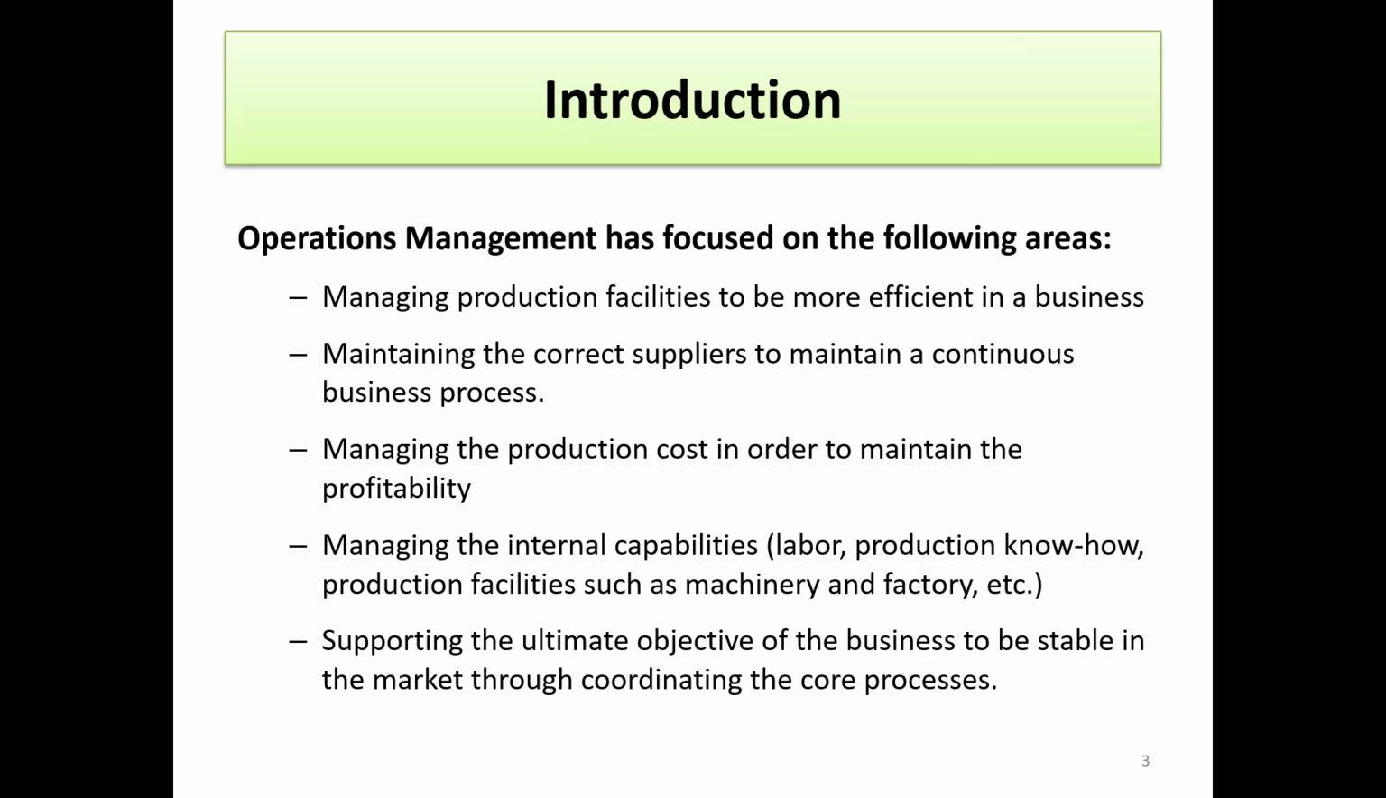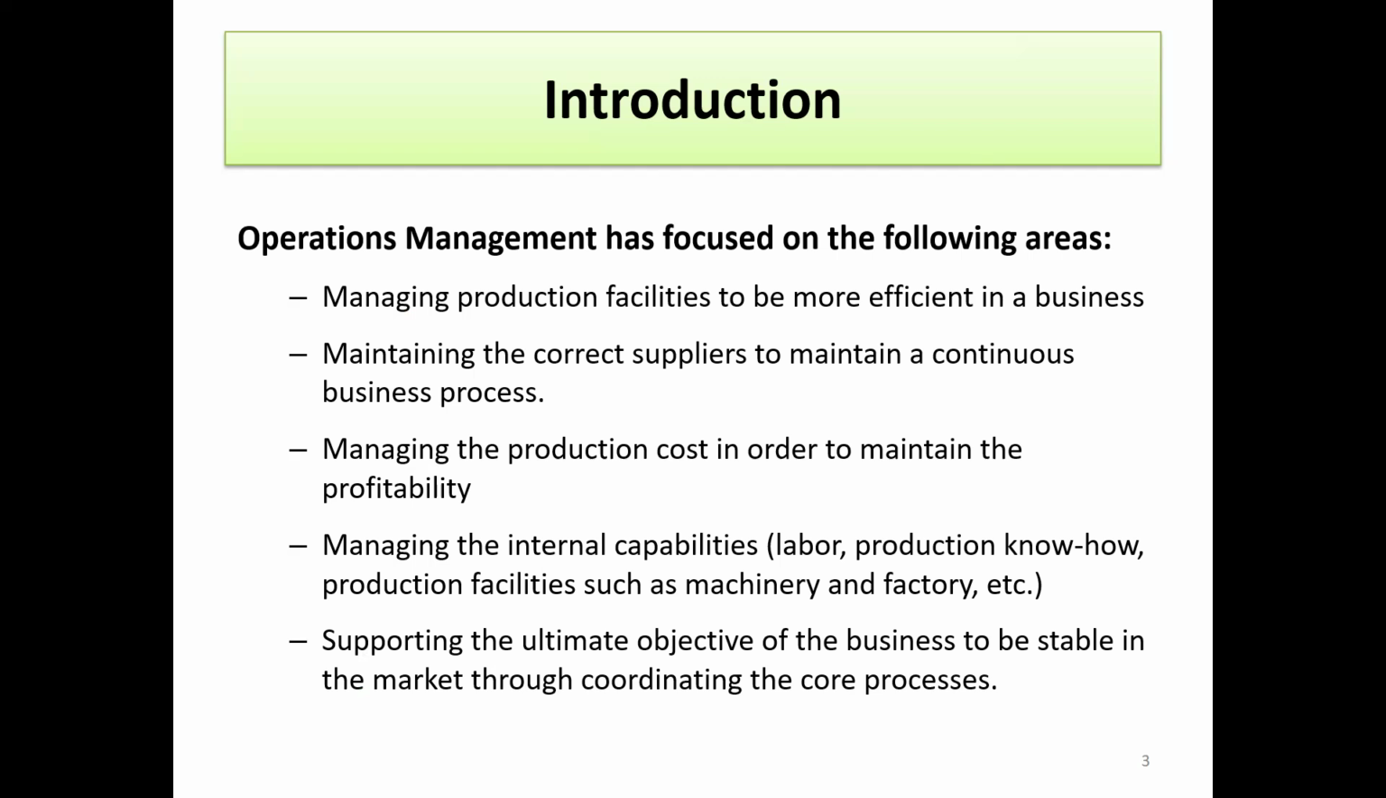Then managing the production cost in order to maintain the profitability, to get a higher margin for the business while providing a greater value for the end customer. That's all about the value chain of the business. How we minimize the production cost while creating maximum value to the end customer to earn a higher profit margin for the business. So look at that. It's all about Michael Porter's value chain analysis.